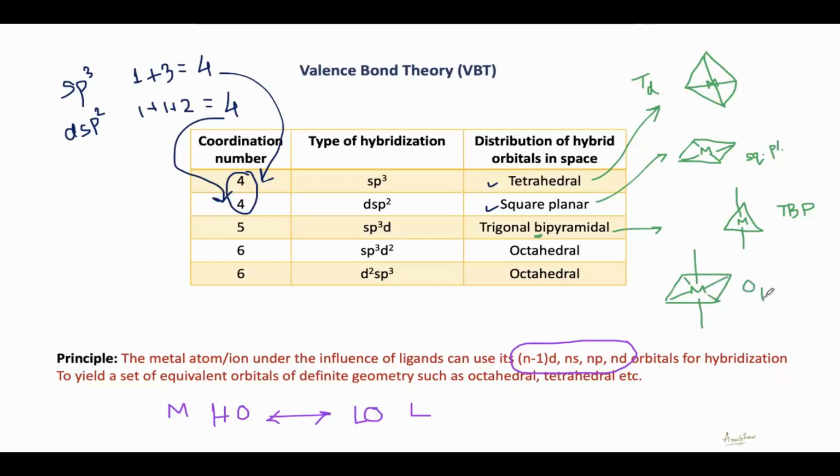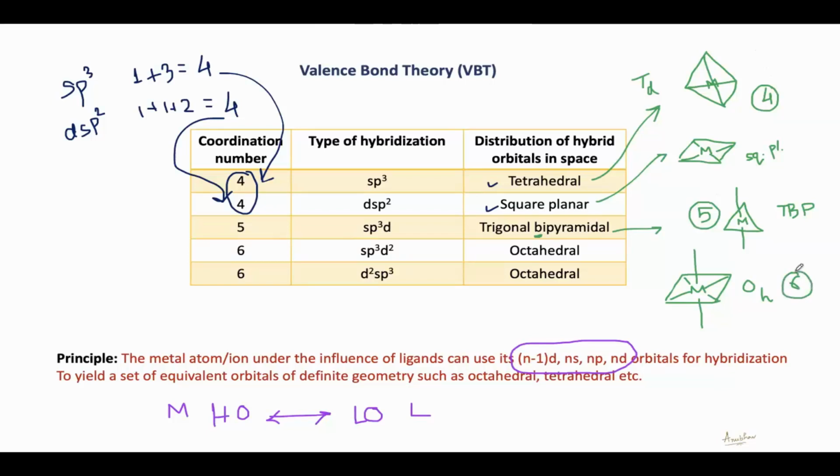So now I have taught you about 5 different geometries, with different distributions of orbitals in space. First one is the tetrahedral and this is the square planar. These 2 have coordination number 4. Now we have the trigonal bipyramid geometry, for which you have coordination number 5. And in the last case, you have the octahedral geometry, which has coordination number 6.